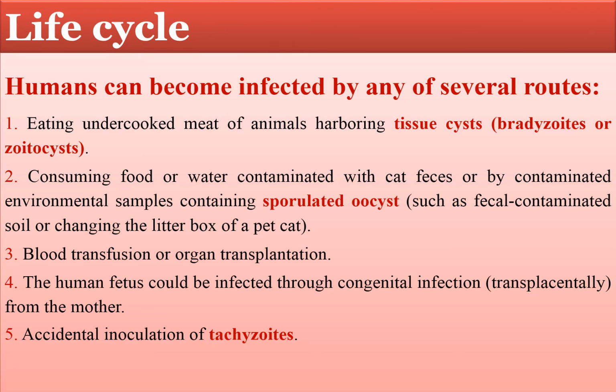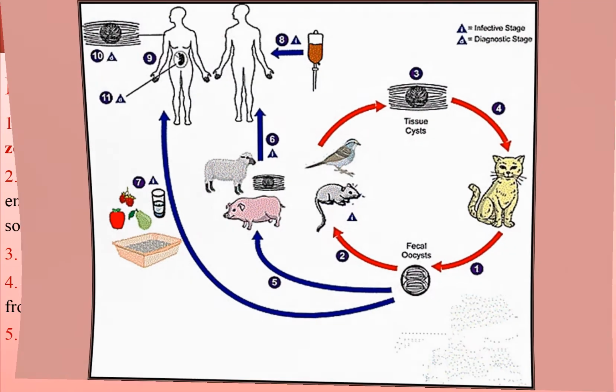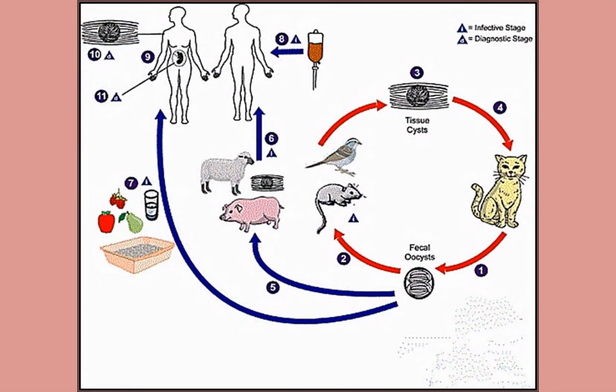3. Blood transfusion or organ transplantation. 4. The human fetus could be infected through congenital infection, transplacentally from the mother. 5. Accidental inoculation of trophozoites. This is a scheme for the routes of how the human host becomes infected.